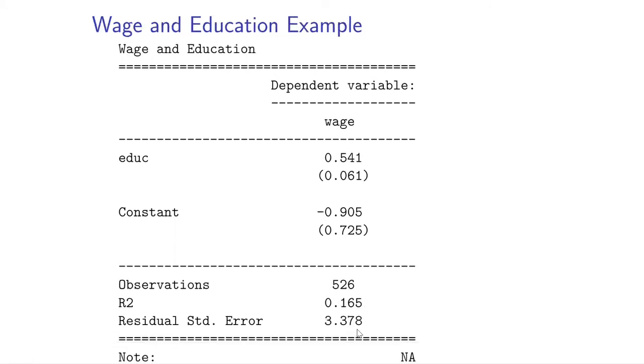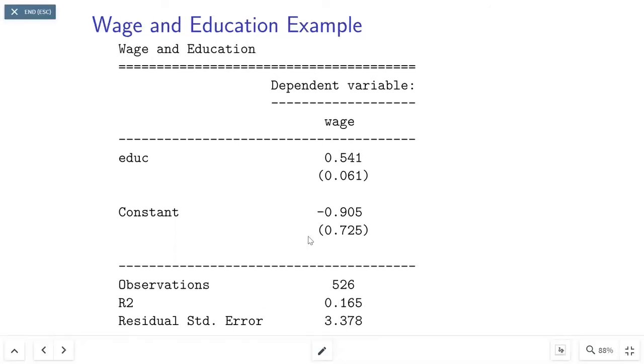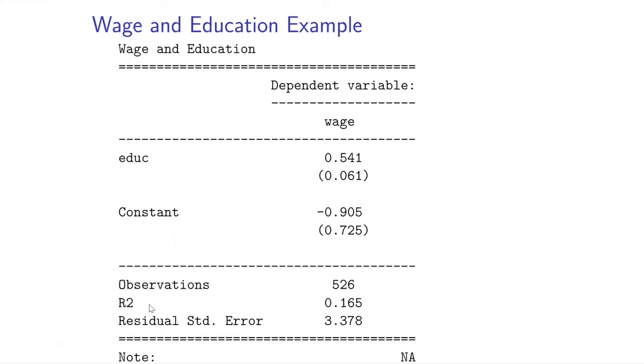In the wage example, similarly, you see the estimated slope, the estimated intercept, and their respective standard errors reported in the parentheses, the sample size, and the two goodness of fit measures. Now let's pause this video to do the in-class exercise 7.